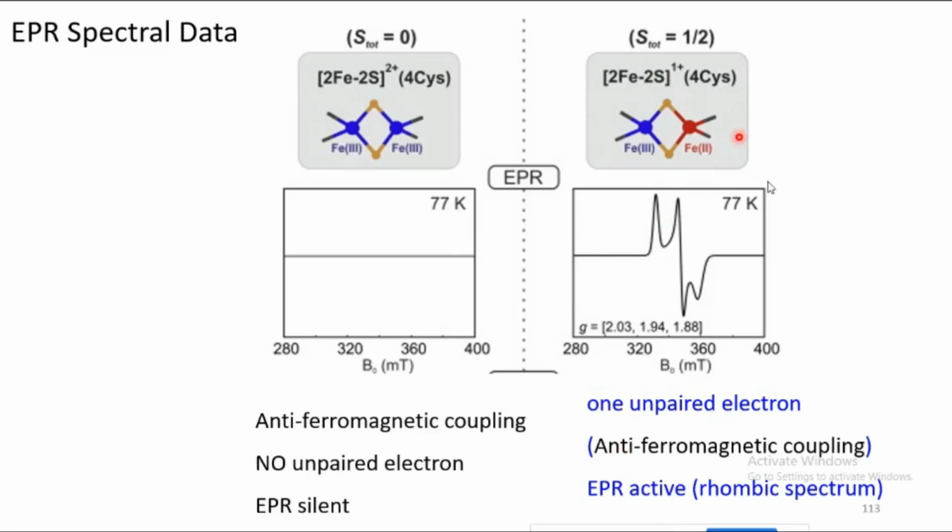The one unpaired electron produces a rhombic signal. The rhombic signal means we will get 3 g values: one g value at 2.03, another at 1.94, and another at 1.88. So this is highly characteristic of rhombic distortion of the geometry.